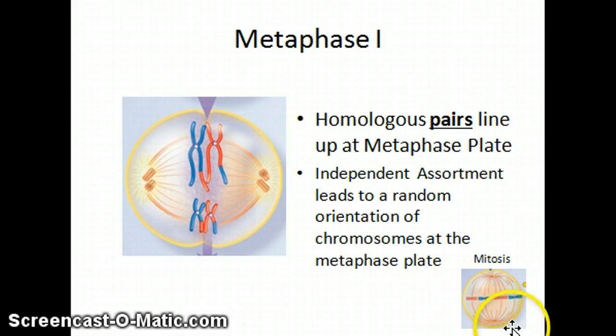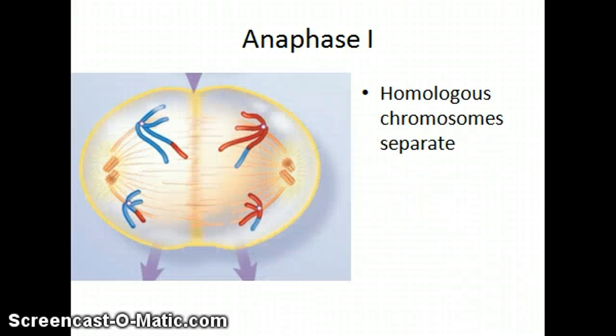Down at the bottom of the screen, you'll see that there's a picture of the metaphase stage of mitosis. And notice that the chromosomes are all lined up singly, not as pairs. In anaphase I, homologous chromosomes separate. So one chromosome will go to one pole, the other chromosome will go to the opposite pole.